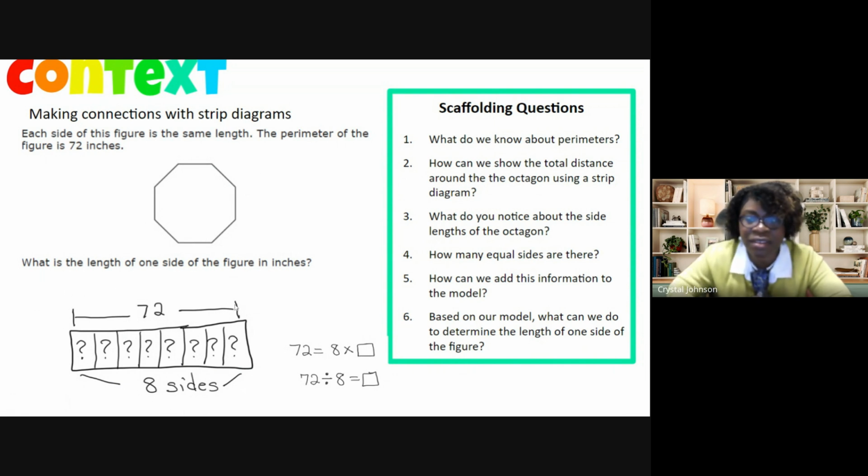Once I have this, then based on our model, what can we do to determine the length of one side of this figure? Hopefully students, because they've had experience with strip diagrams, they're looking at it. Students will tell you, I'm going to divide 72. Now I'm going to divide 72 by 8. Or some students will give you the multiplication. Well, I'm just going to use multiplication. 8 times something gives me 72. Either way, students will get the answer of 9, which is correct. So both solution paths work.